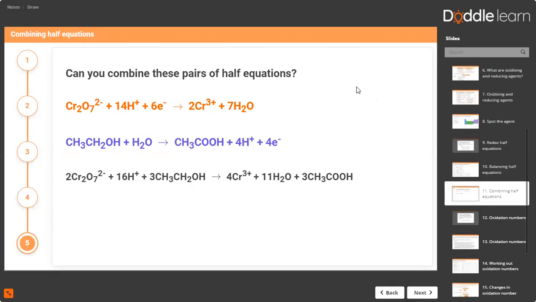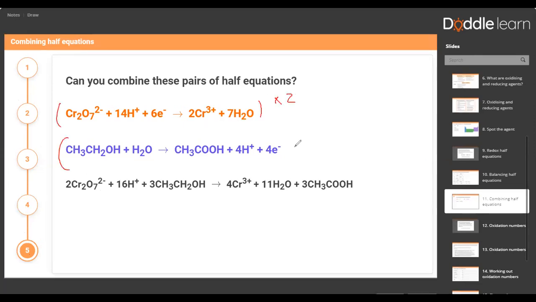And our last one. We had 4 electrons and 6 electrons. Obviously, we can't cancel them out straight away, so we're going to need to do something to this. The first number that they both go into is 12, 4 and 6. So we're going to multiply everything in this bracket by 2, and then multiply everything in this bracket by 3.